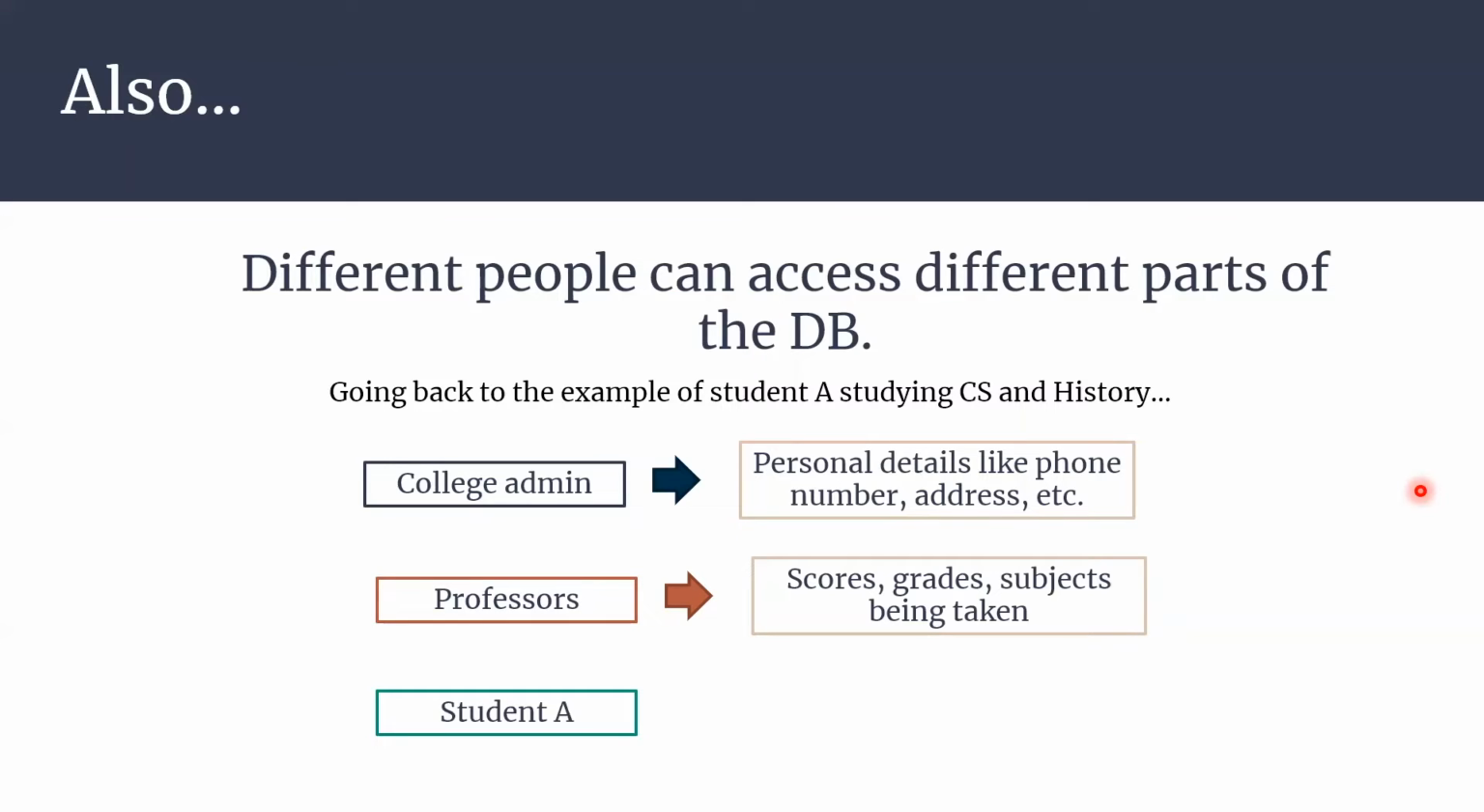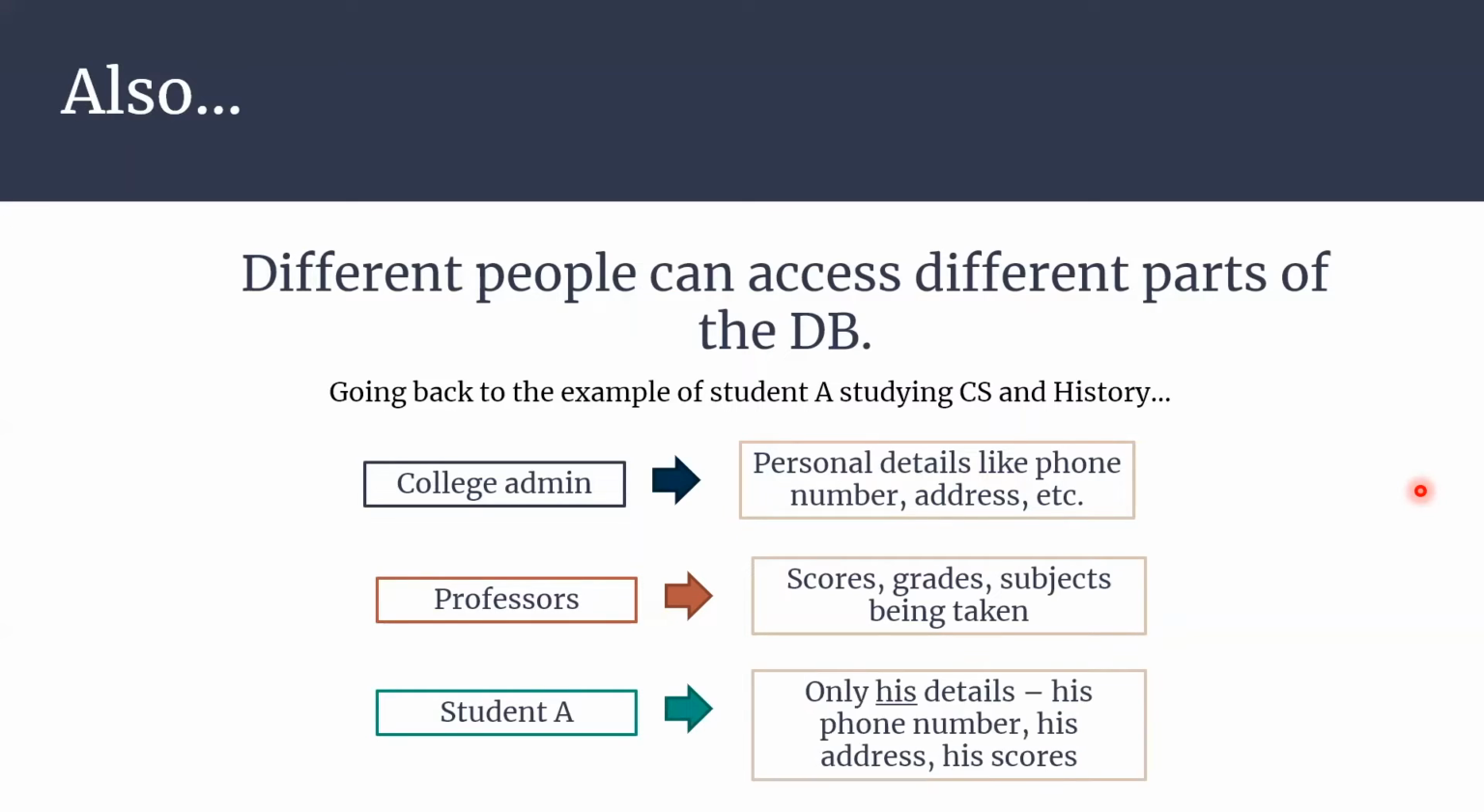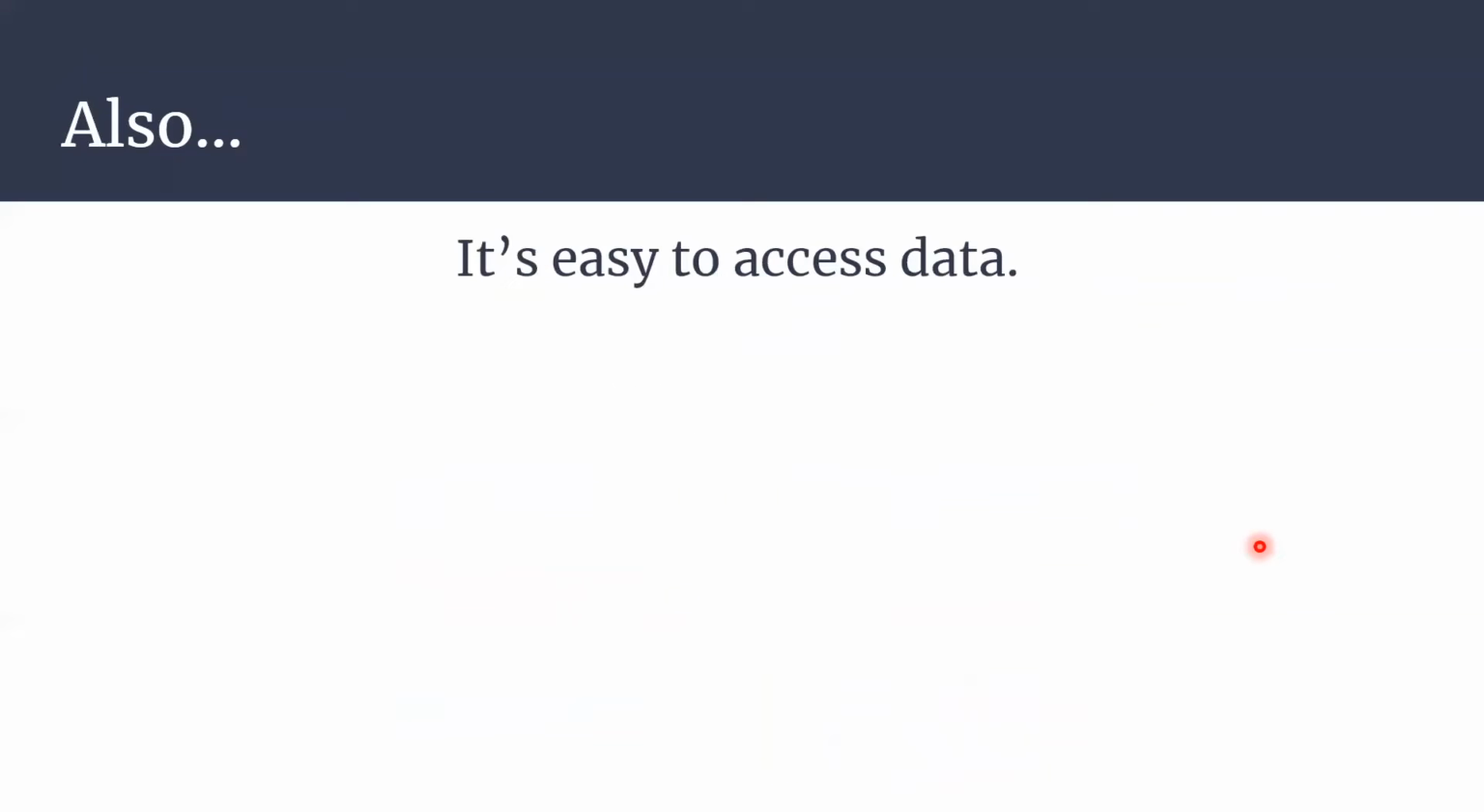And now if we look at student A himself, he should be able to access only his details. He should be able to see his phone number, his address, and the scores that he's got in the subjects that he's taking, but he shouldn't be able to access anything other than that. So in a scenario like this, a database allows you to restrict access so that different people can access only what they need to. Databases also make it very easy to access data.